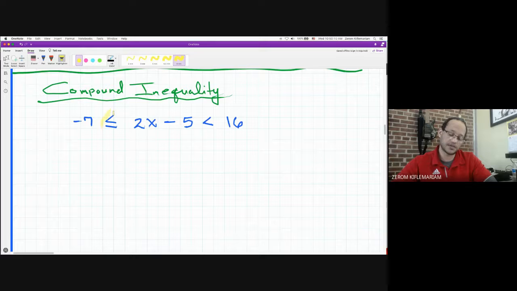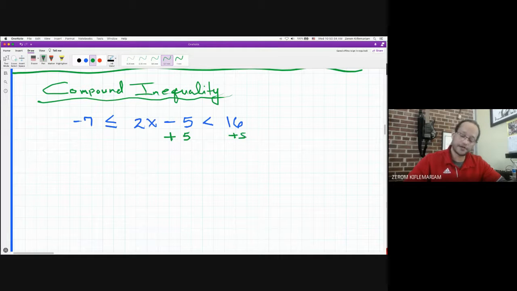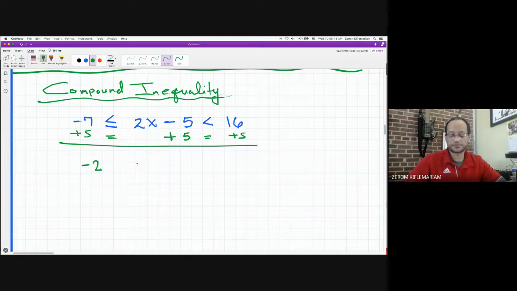Double inequality means it's a compound inequality. We have two sides of the equation. So whatever I do to one side, I can do to the other side. My goal is to have the x in the middle. So since I want the x in the middle by itself, same thing that we just did with the other problems, add 5, add 5, add 5 equally to all sides. What do we have? -7 plus 5 becomes -2, less than or equal to 2x, less than 16 plus 5 would be 21.